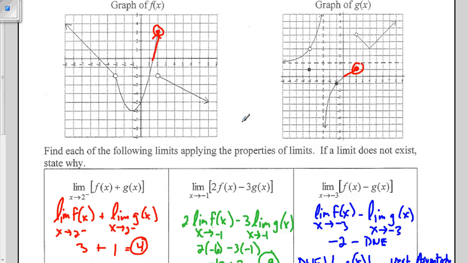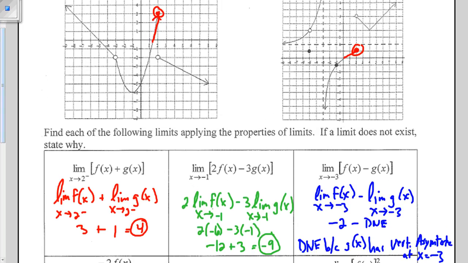So you could go and combine the graphs and add them up, and it's just a lot of work, where now the properties of limits allow us to do that much faster. Okay, I'm just going to pause this. I'll give you a few seconds to look at each of these, see how you did.